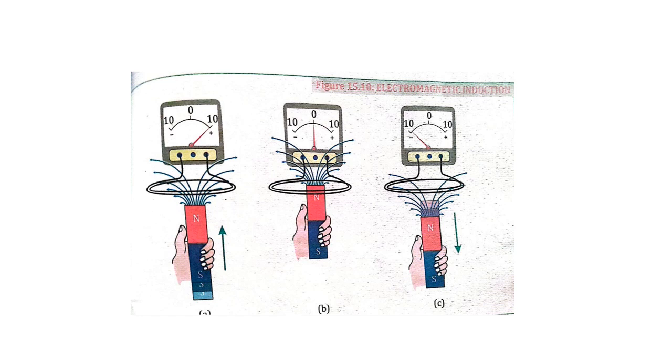Similarly, in figure B we are not moving the magnet. The magnet is stationary, so the galvanometer shows no reading. It is at 0. It means when the magnet is stationary, the current will not be induced. In figure C, we are moving the magnet away from the coil, and it shows a deflection at minus 10. So by moving the magnet, a current is induced in the circuit, and if the magnet is stationary, then no current is induced.